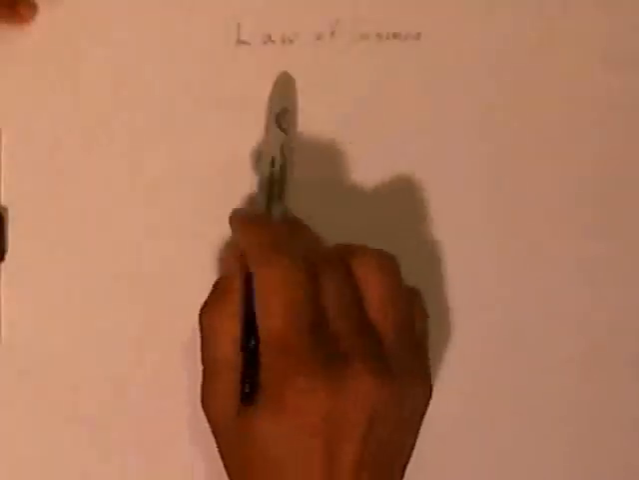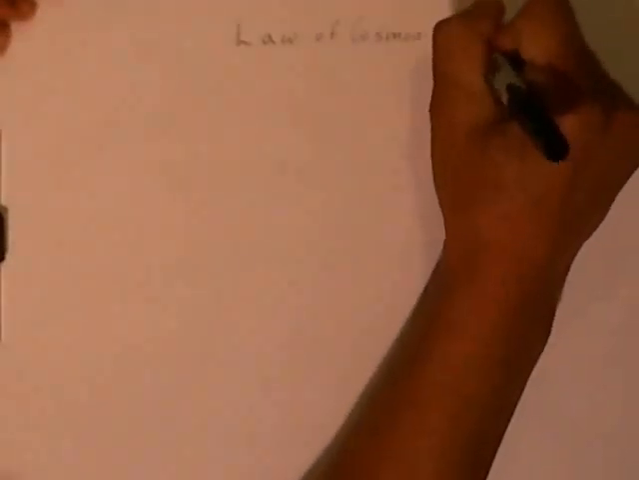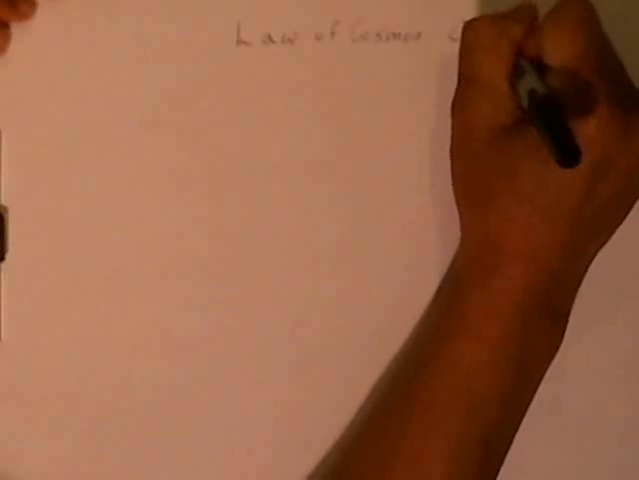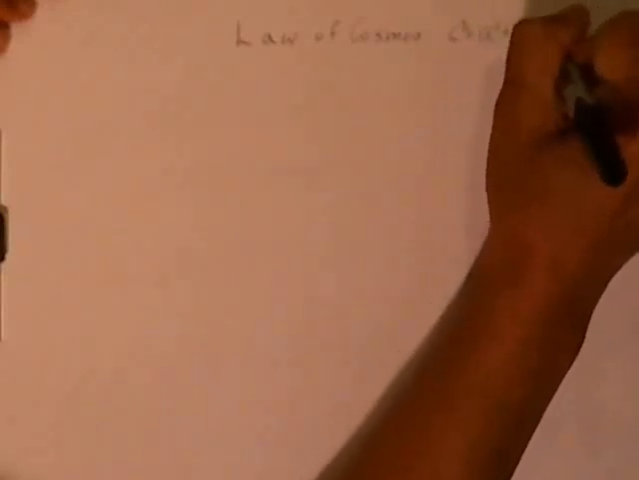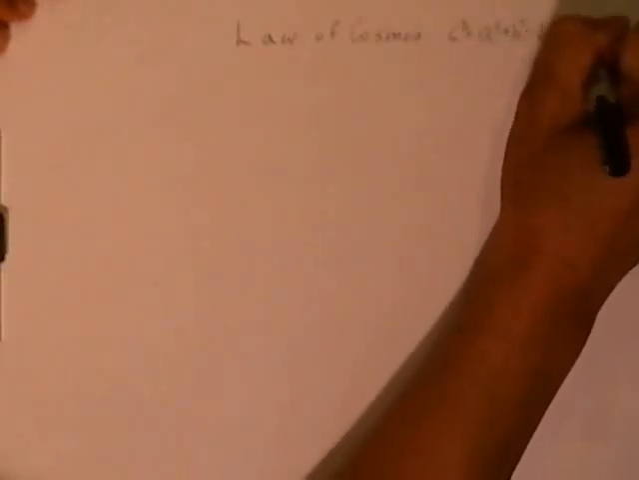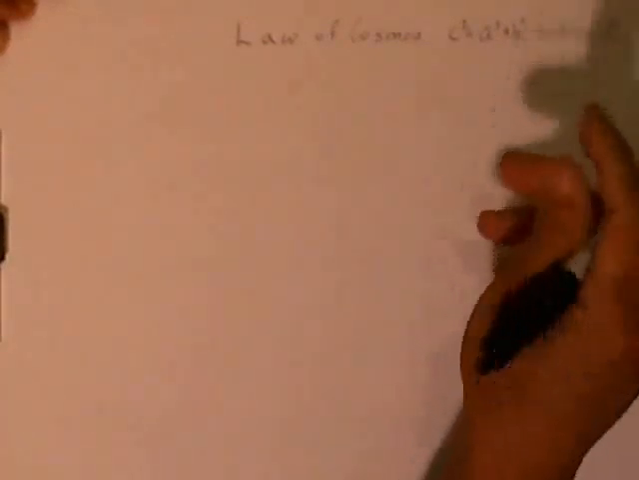The law of cosines is a pretty difficult formula to memorize at first. I'm going to try to give you an easy way to memorize it. C squared is equal to A squared plus B squared minus 2AB cosine of angle C. There's your formula right there.